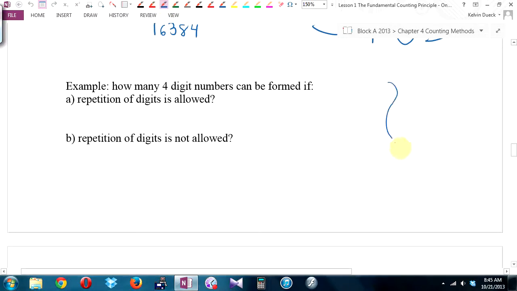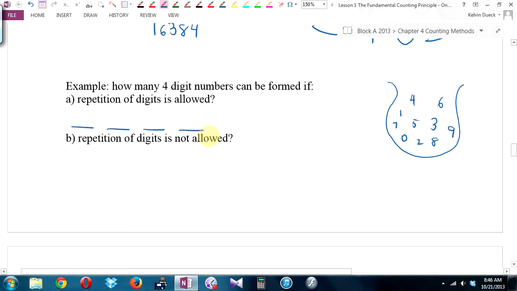As soon as we're talking about digits, I like to draw my little Scrabble bag. I got 0, 1, 2, 3, 4, 5, 6, 7, 8, and 9. How many digits? What kind of a number is this? A 4-digit number. How many blanks am I going to draw? 4. I'm good at drawing a blank. 1, 2, 3, 4.